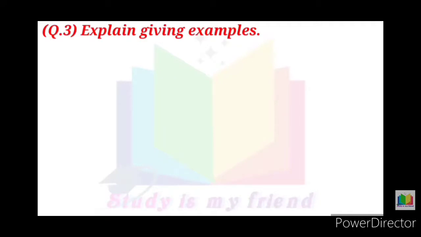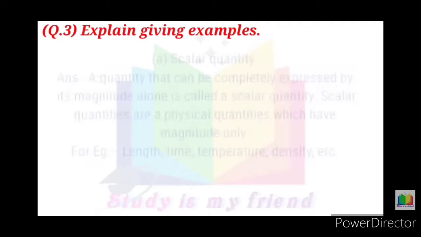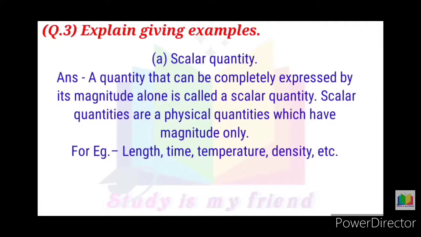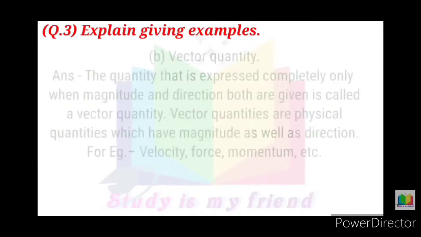Question 3 is here. Explain giving examples. First, a scalar quantity. A quantity that can be completely expressed by its magnitude alone is called a scalar quantity. Scalar quantities are the physical quantities which have magnitude only. For example, length, time, temperature and density, all these are scalar quantities.